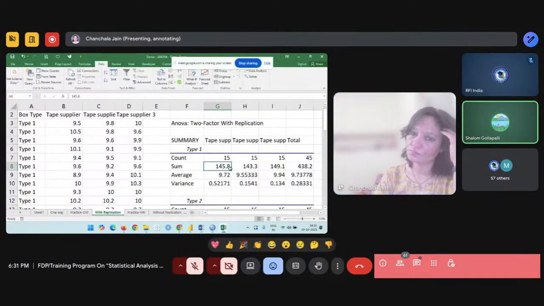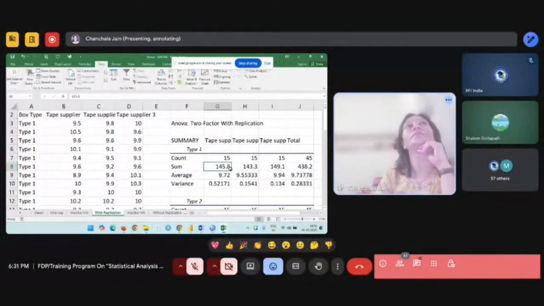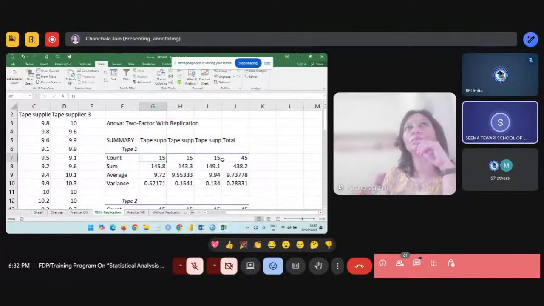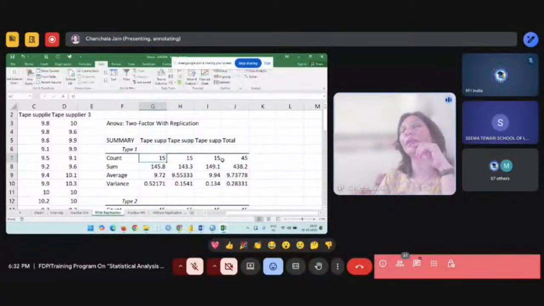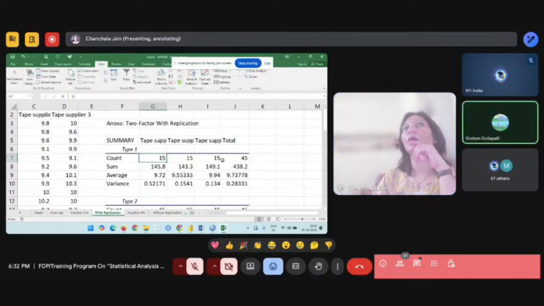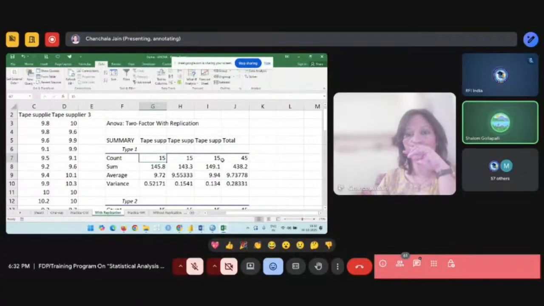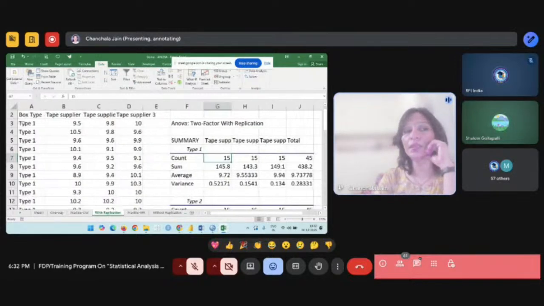Ma'am, this limitation of the same number of rows for type 1 and type 2, is it a limitation of Excel or should it be there? No, it is there in SPSS also. Okay, SPSS. Ma'am, Excel is saying that two-factor with replication input range should contain two or more blocks of data arranged in rows or columns. You need to select your data including the labels. I hope you selected your data including the labels, headings.